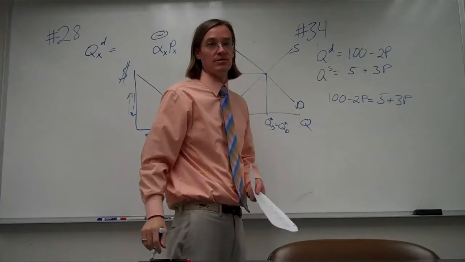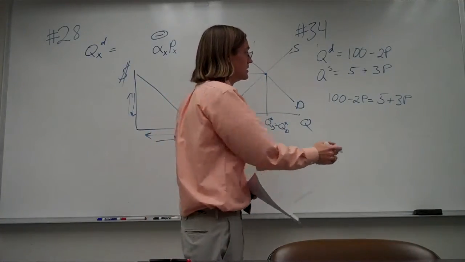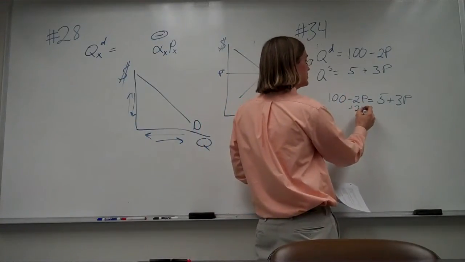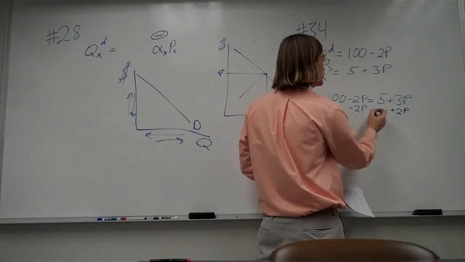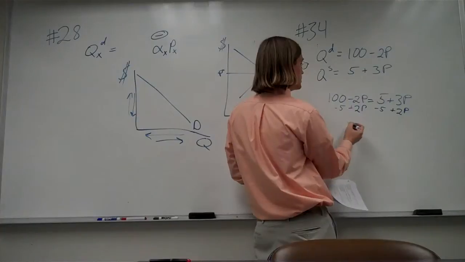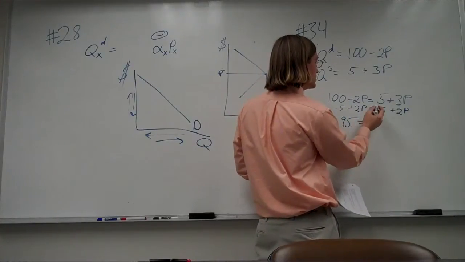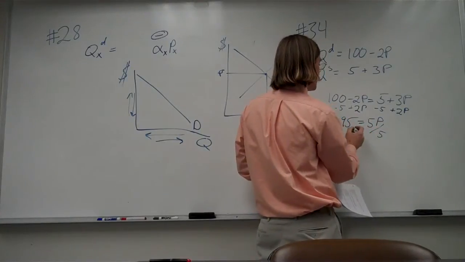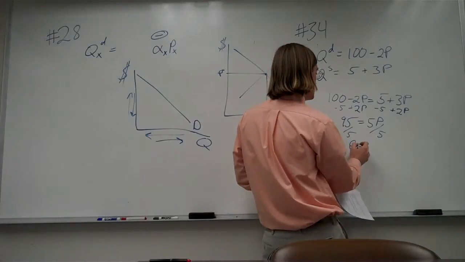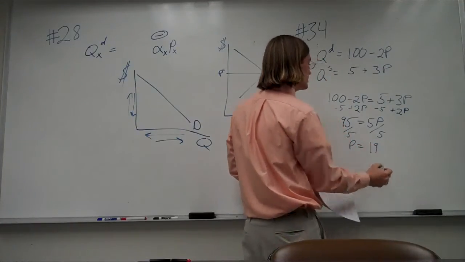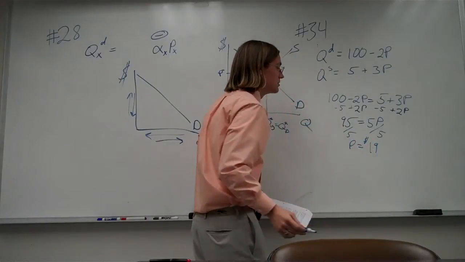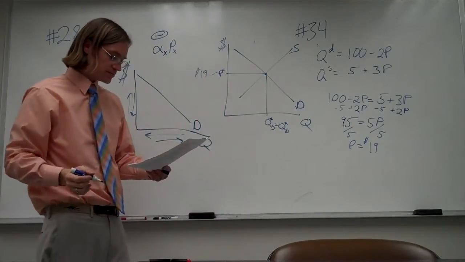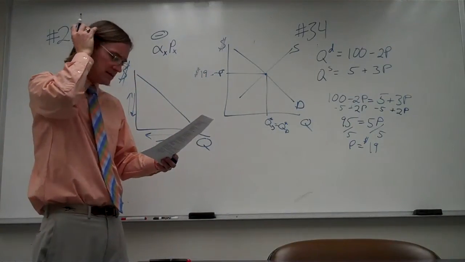And then you got to think back to 9th grade and work your algebra magic here. We'll add 2P to both sides and subtract the 5. That's going to give us 95 equals 5P. Divide both sides by 5, and we get P equal to 19. So our equilibrium price then would be $19. That's all the question asks.